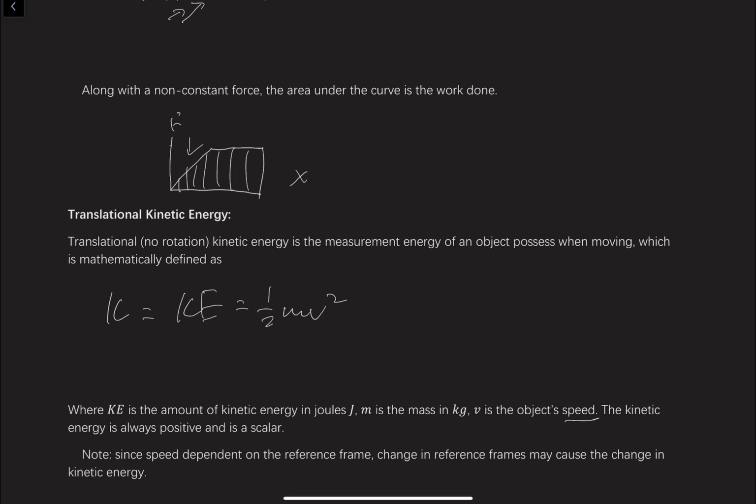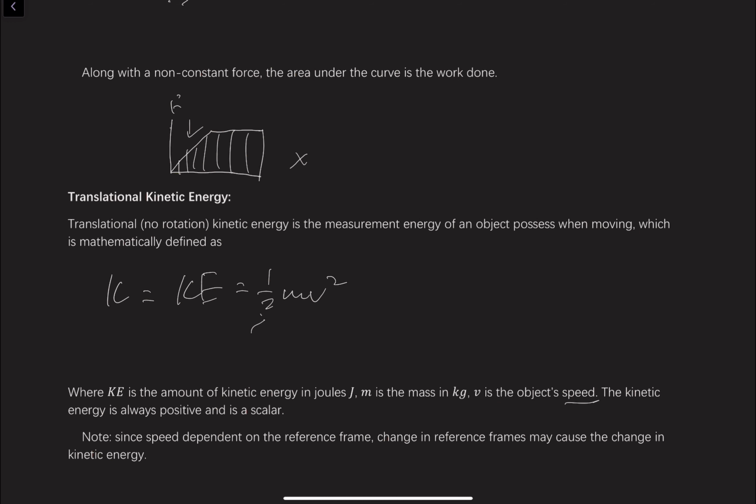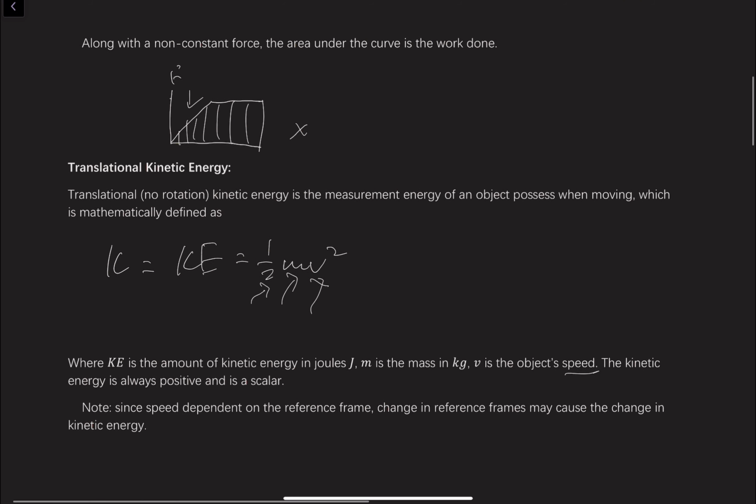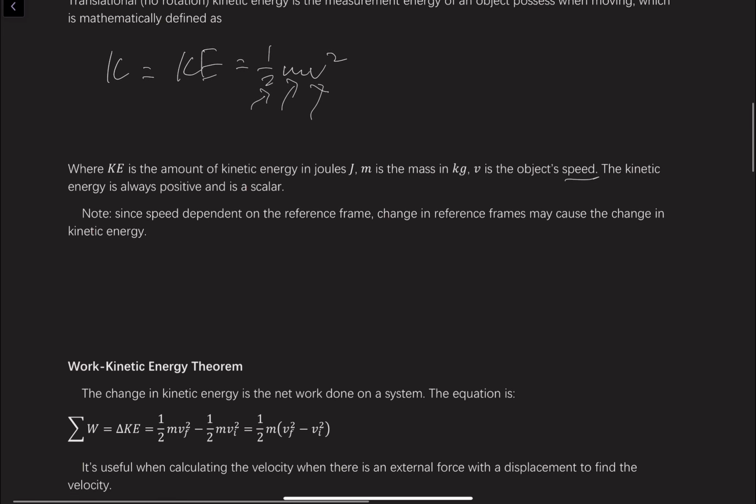Kinetic energy is always positive. 1/2 is positive, m is positive, v squared is positive. And it's a scalar. However, speed is dependent on the reference frame. When you change the reference frame, it also changes the kinetic energy. So be aware of that.